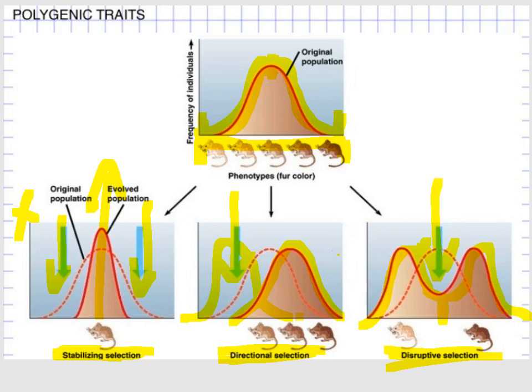So when it comes to polygenic traits, things are a little bit more complicated because we have a whole lot more phenotypes. There's a whole lot more variety. There's more than just 3 possible phenotypes. But there's still only 3 possibilities of things that can happen. We can have stabilizing selection, directional selection, and disruptive selection.